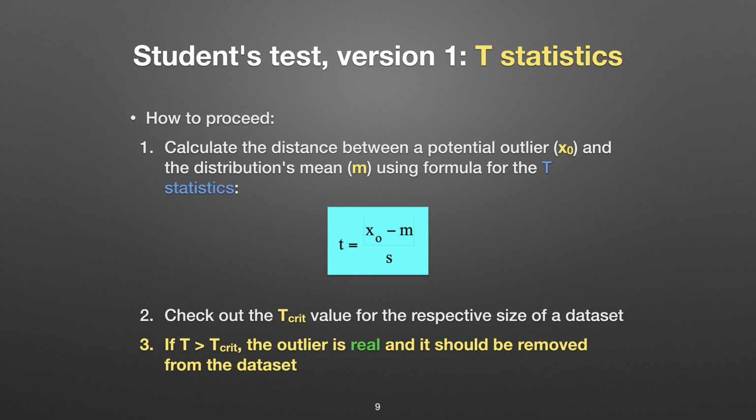So conceptually, this is very clean. We ask, how far is the suspicious point from the center relative to the spread of the data? If the answer is much too far, then the point is officially in trouble.